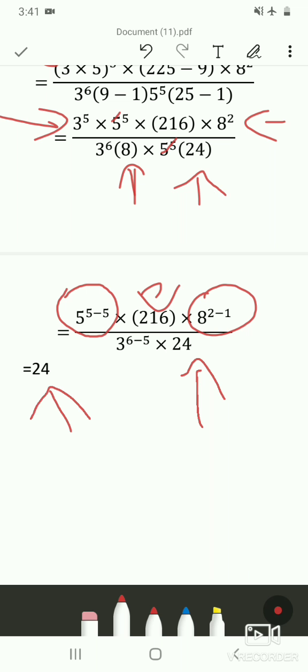So in the next video I will be solving some more problems related to indices. So those are 7 marks problems or 10 marks problems. So these all problems are for 5 marks or 2 marks problems.